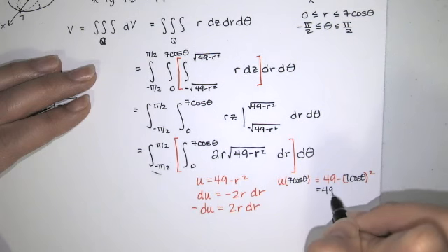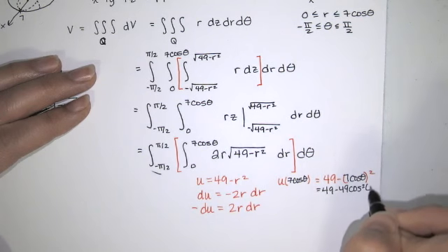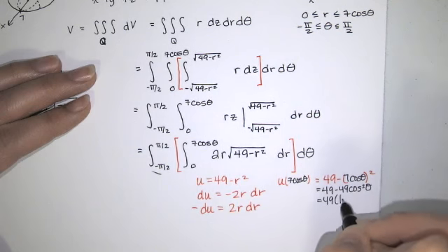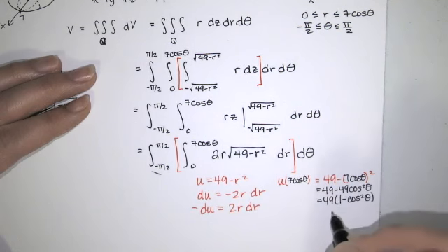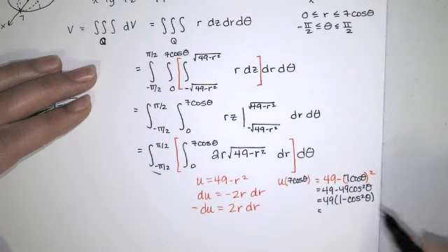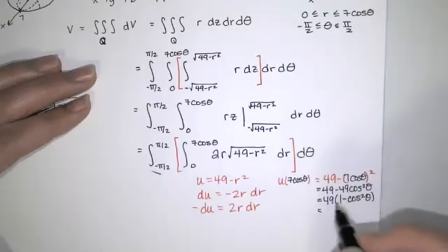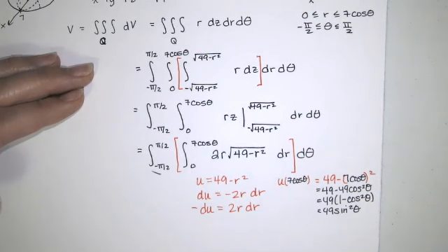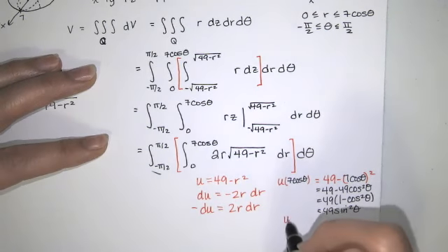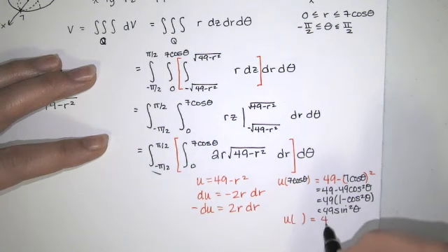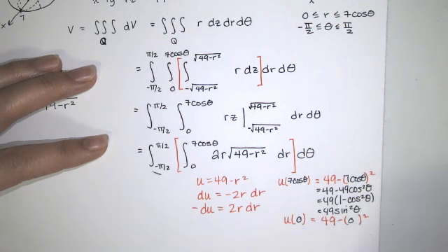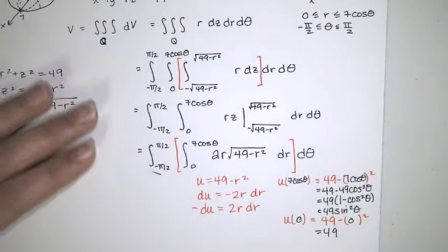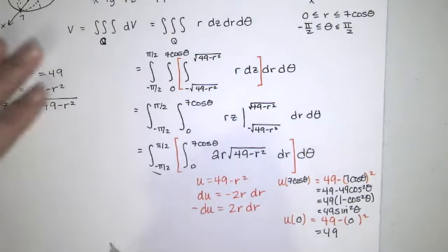So we end up with 49 minus 49 cosine squared theta, which is the same as 49 times 1 minus cosine squared theta. And we know from our Pythagorean identities that cosine squared plus sine squared is 1. So this is actually cosine squared plus sine squared minus cosine squared. So it's just going to give us a sine squared as our upper bound. And if r equals 0, we get just 49. So that's our new lower bound. Okay, so we have this integral.